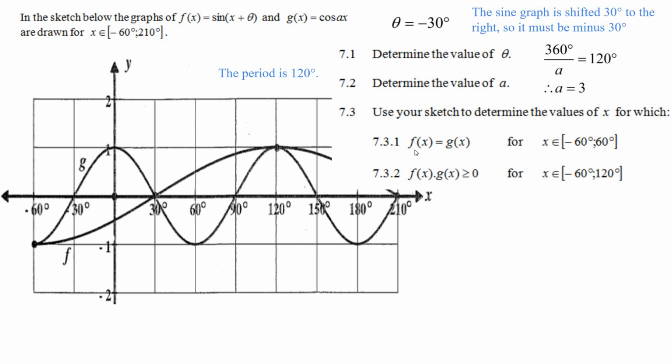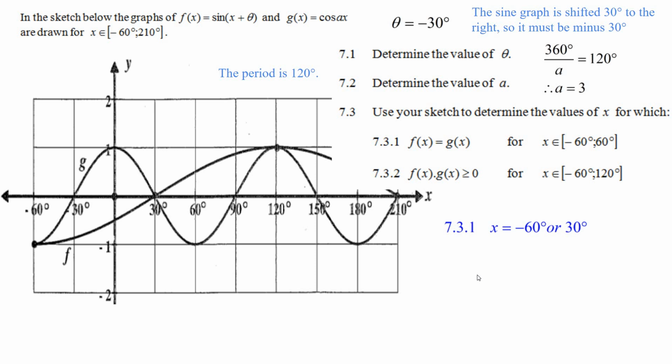The next two questions. The first one's easy. Determine the values of x for which f equals g. Where do they touch each other? Well, they touch each other here, here, here, and here, in 4 places. But they only want the answers between minus 60 and 60. So your answers would be minus 60 and 30.